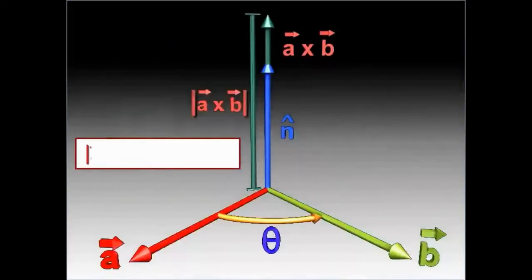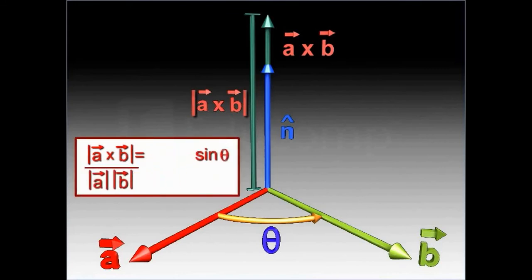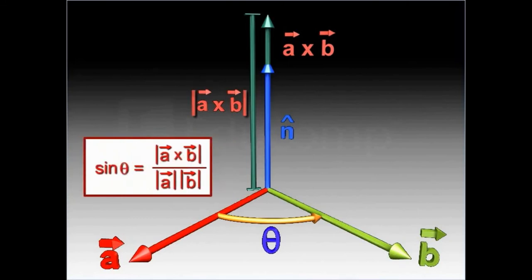As the magnitude of vector A cross vector B is equal to magnitude of vector A into magnitude of vector B into sine theta, it helps us to conclude that sine theta is equal to magnitude of vector A cross vector B upon magnitude of vector A into magnitude of vector B.